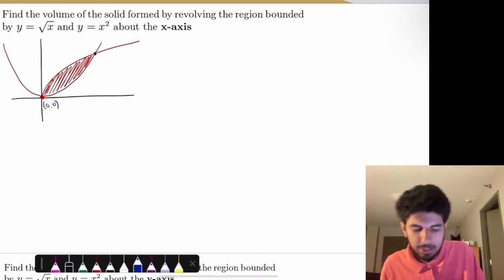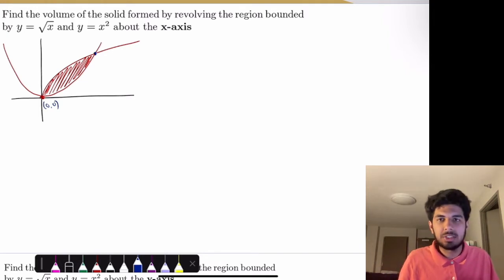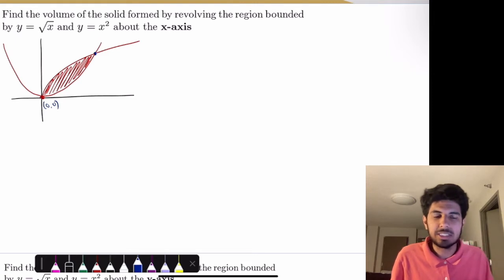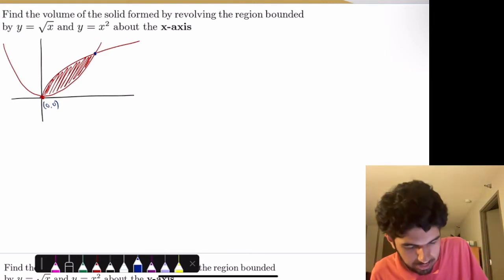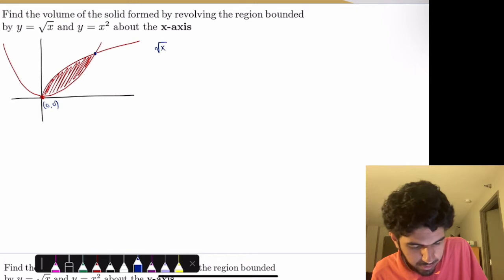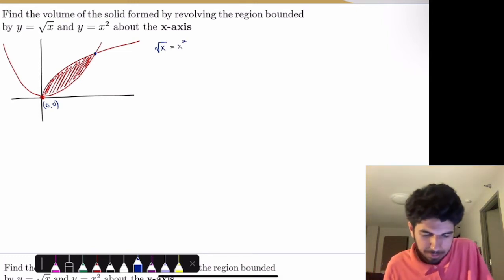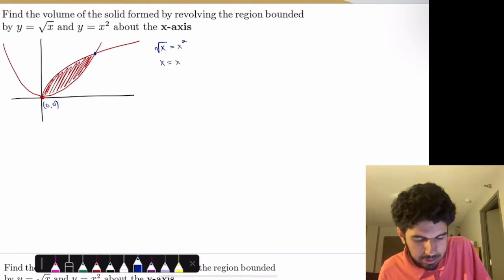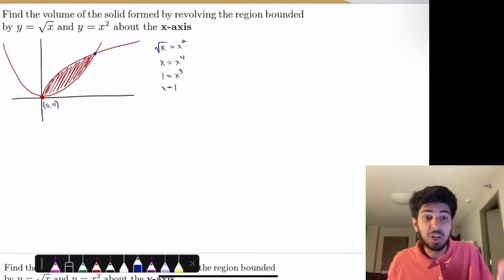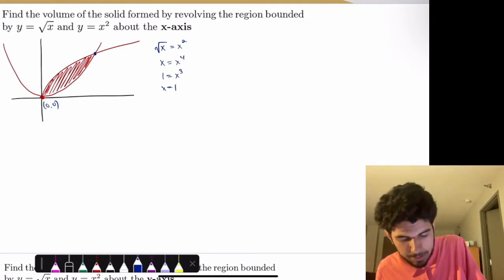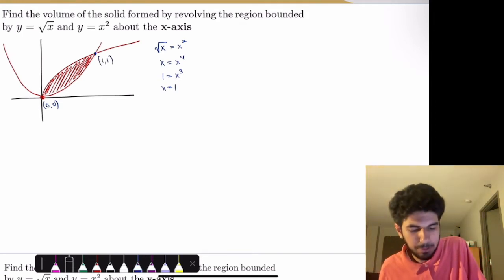And then this point up here can be a little tricky. So maybe you can use intuition, or you can just set the equations equal to each other and solve for it. So let's do it that way. We can set the square root of x equal to x squared. Square both sides, and we get x equals x to the fourth. Divide by x, you get 1 equals x cubed, so x equals 1. Since y equals x squared, where y equals the square root of x, y should also equal 1. So this point of intersection is (1, 1).